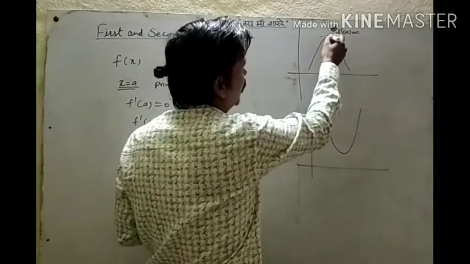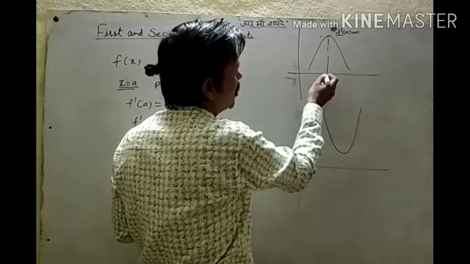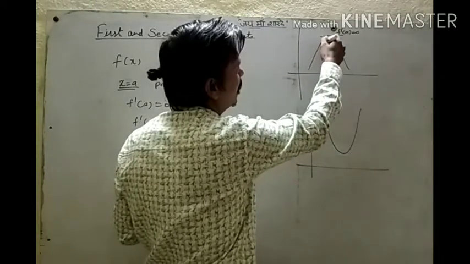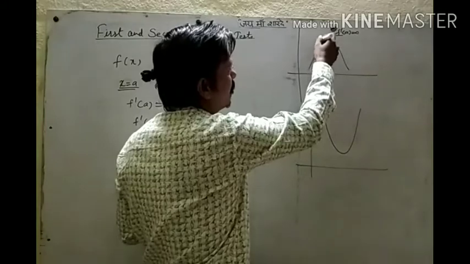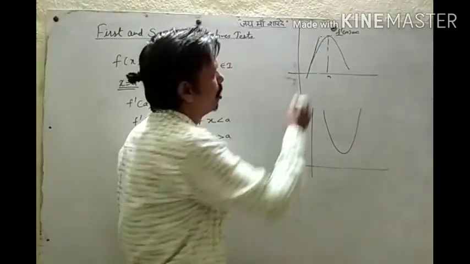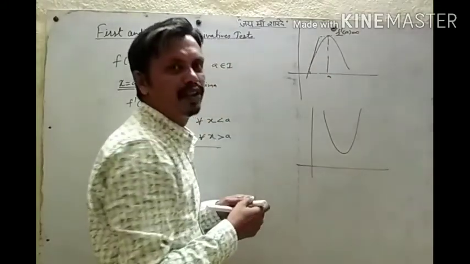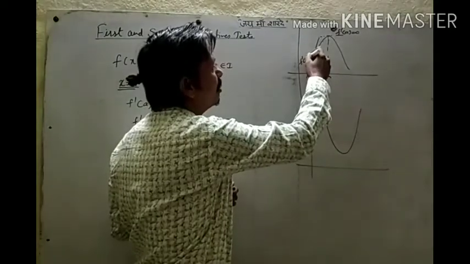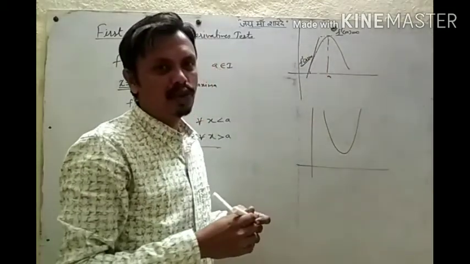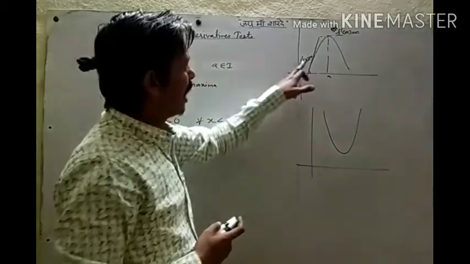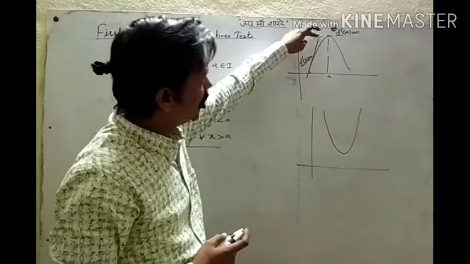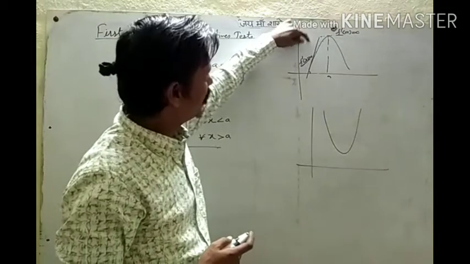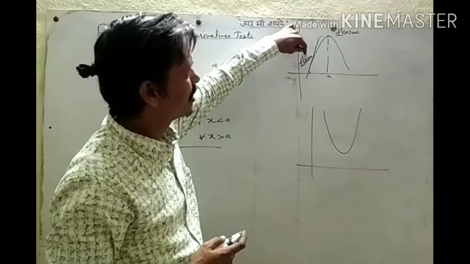Now, for all the points which are less than a, if we take this point, this point, this point, and if we draw a tangent of this function, its slope will be positive, meaning f dash of x is positive. Slope means derivative of this function. So f dash of x is more than 0 for all x less than a, because here the function is increasing. So here the derivative of the function is more than 0.